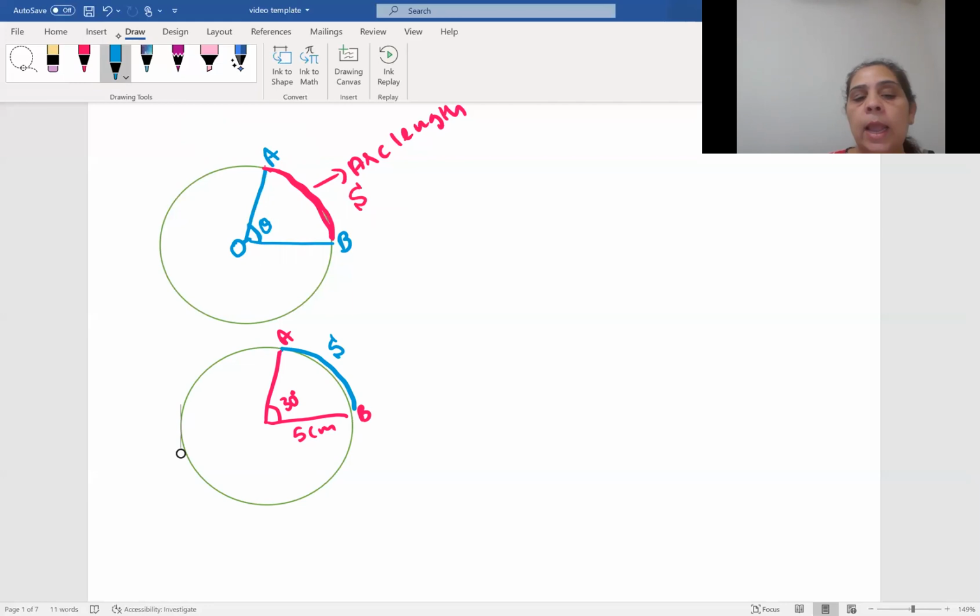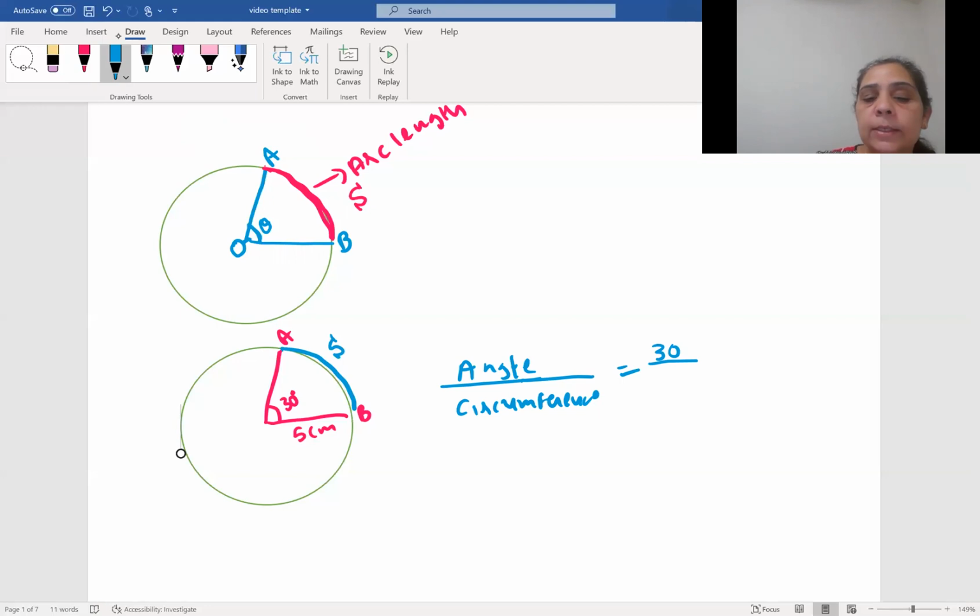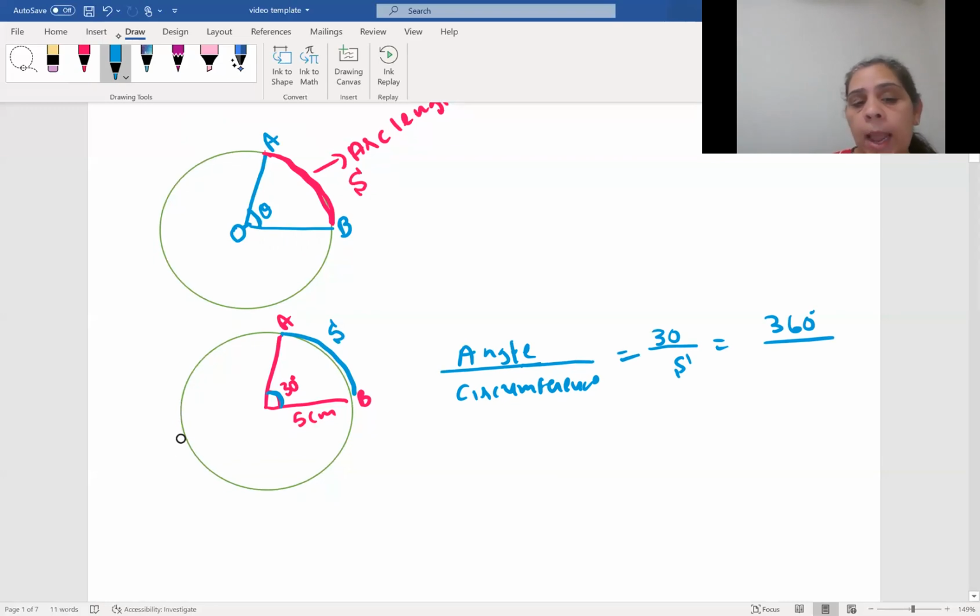What we can do is make a proportion out of this information. I can say angle over circumference. I will take the angle of the sector, which is 30 degrees, and the circumference of this part is just S, which we need to find. Now we take the angle of the full circle, which is 360 degrees. The circumference of the whole circle is 2 pi r, and r is 5, so 2 times 5 is 10 pi.